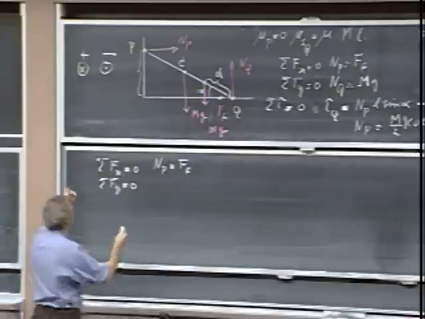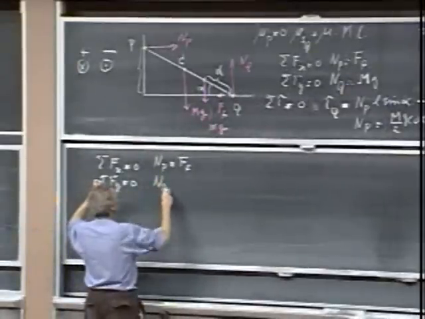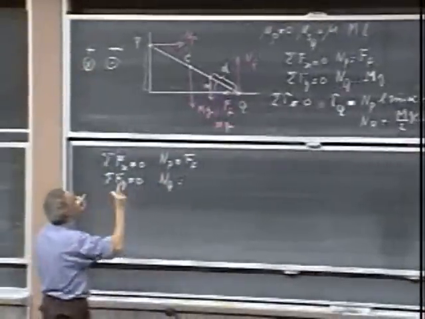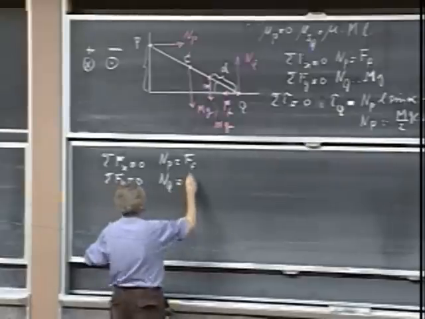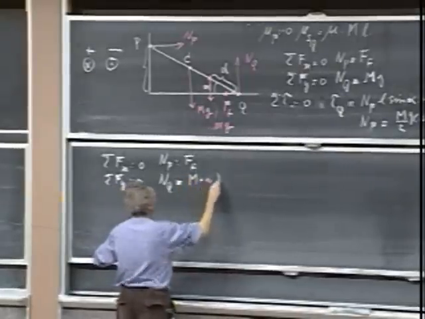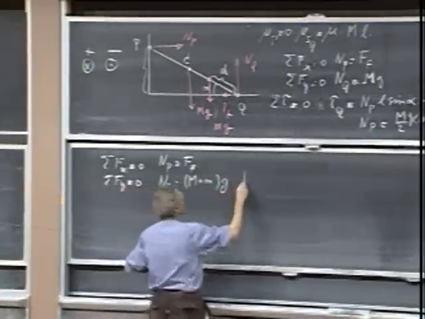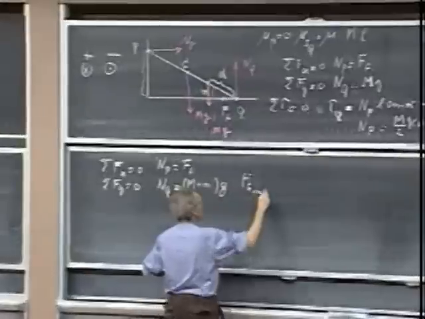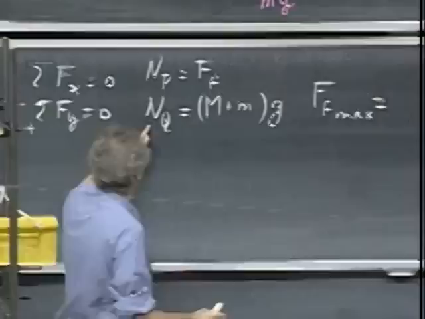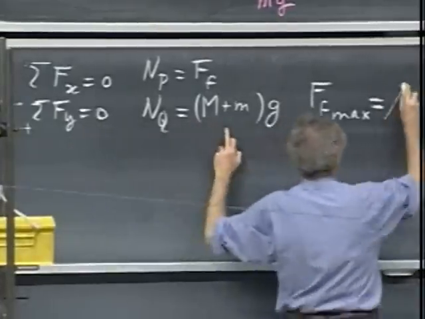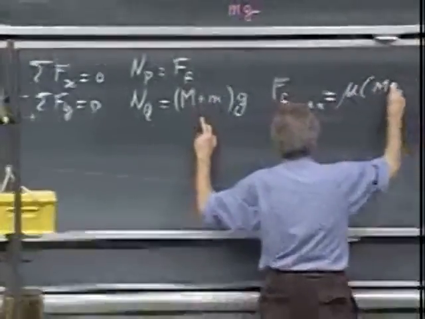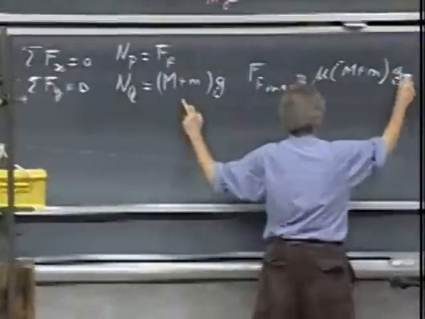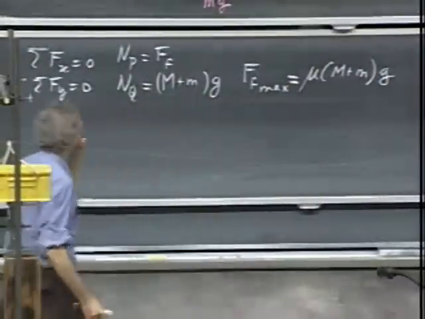So now we have that N of Q must become larger, must be equal to capital M plus little m times g. So the maximum friction, which is mu times N of Q, now becomes mu times (M plus m) times g. So the maximum friction goes up.